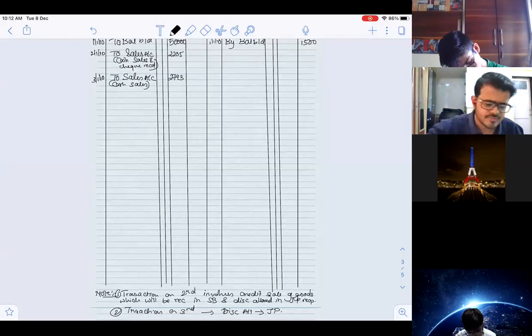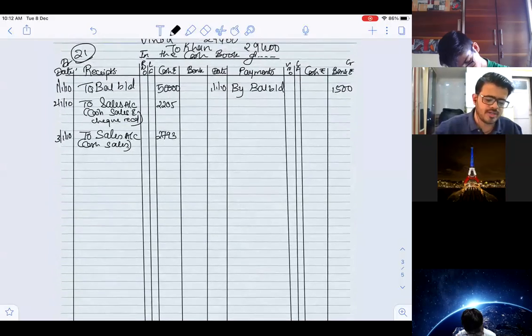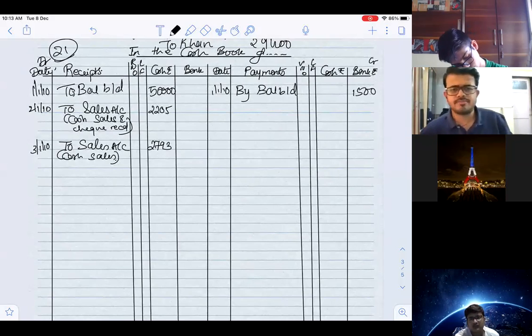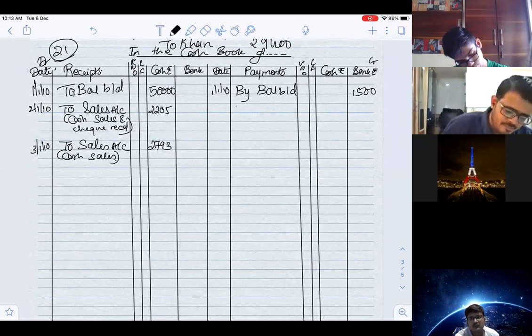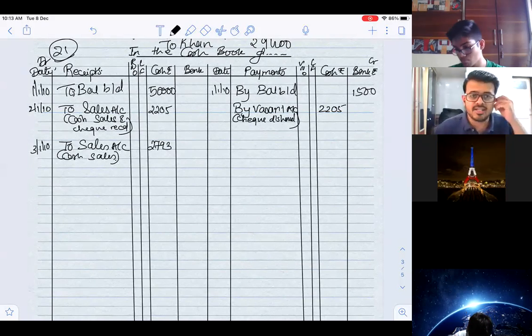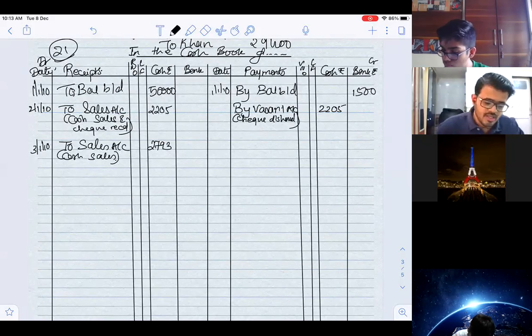Okay. So पहले तो बताओ what entry should I pass for endorsing this check? Should it be Vasant to cash? Yeah, Vasant to cash. So by Vasant in the cash column, 2205, this is check endorsed. Exactly like the previous sum जो खान के केस में हुआ था आपका. तो यही अलग पॉइंट है यहाँ पे, सबसे इंपॉर्टेंट.